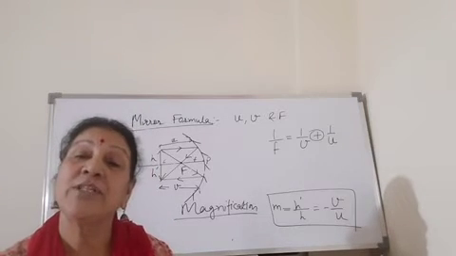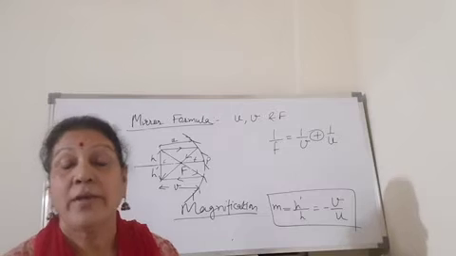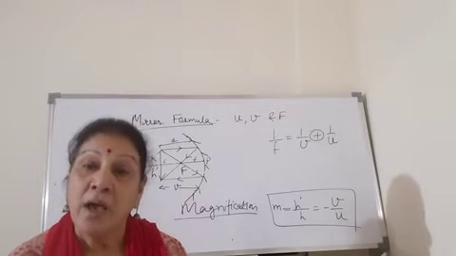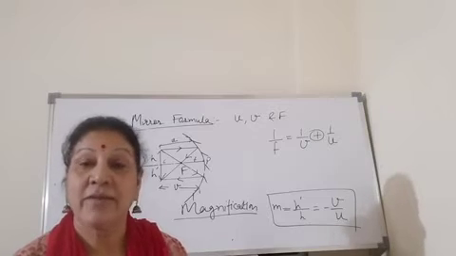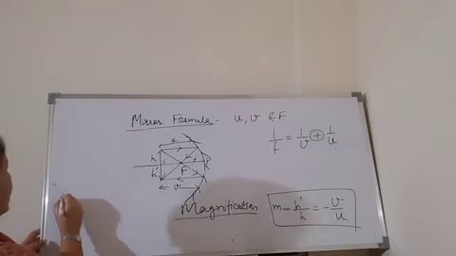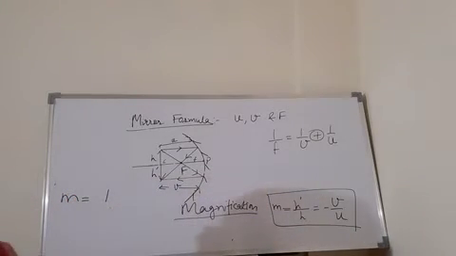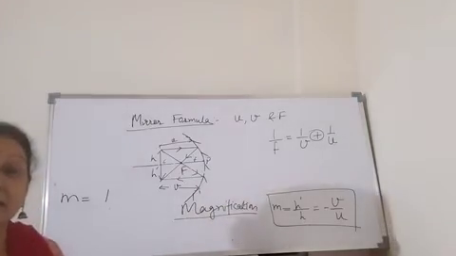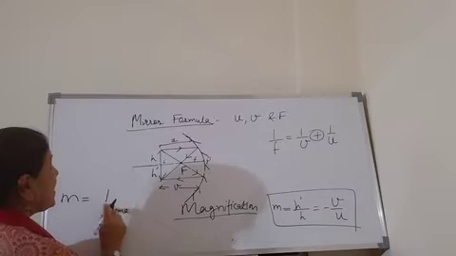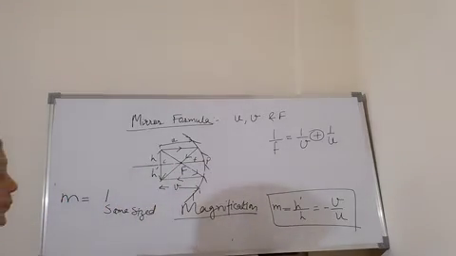It tells us to which extent the image is magnified, whether it is plus or minus. It has its own relevance or symbol for that. We'll talk about that. So if M is, say, 1, M is 1 means same sized image.